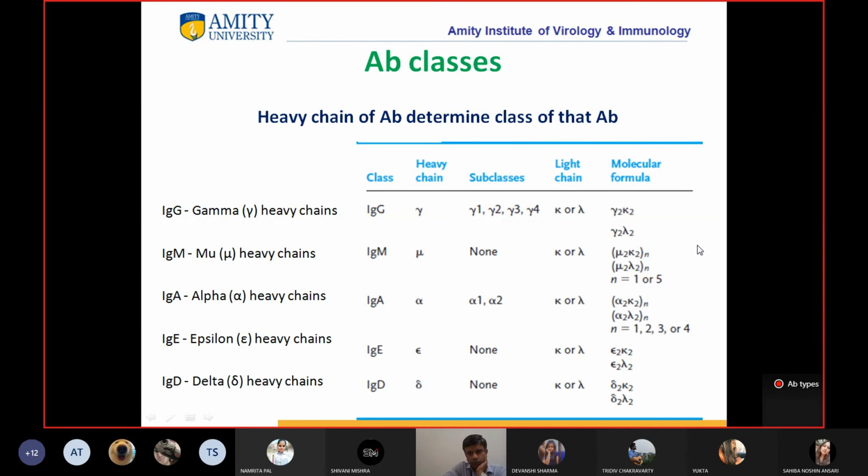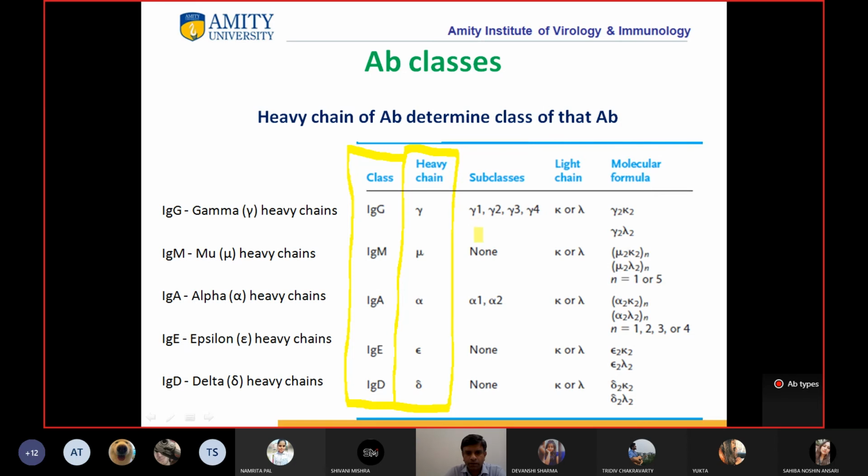Okay, students, so this was the last slide in the last class, right? And I'm sure now you have a very good idea of this. There are different classes of antibodies. You already know these are 5 types: IgG, IgM, IgA, IgE, and IgD. The class is determined by the sequence of the heavy chain, right? So you know the heavy chains. For G it is gamma, mu for M, alpha for A, epsilon for E, and delta for D.